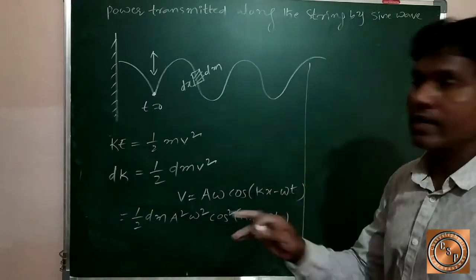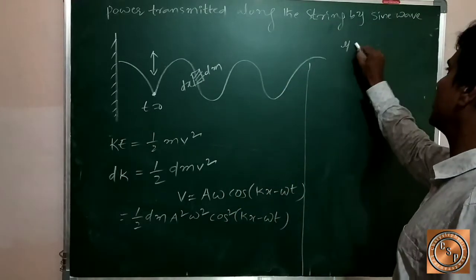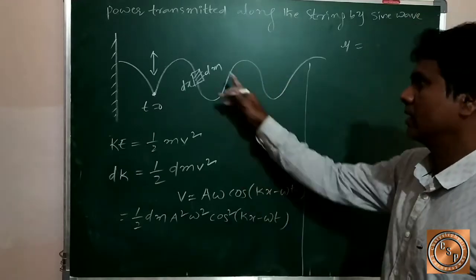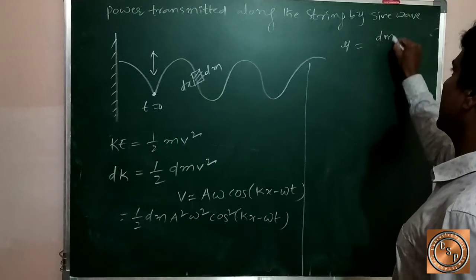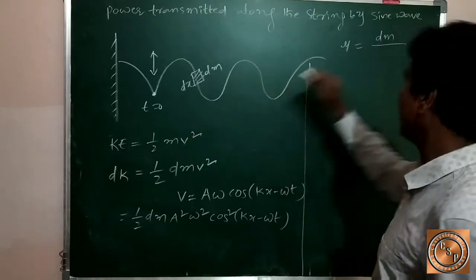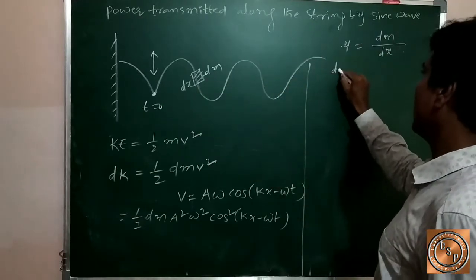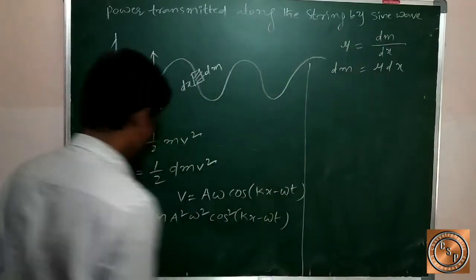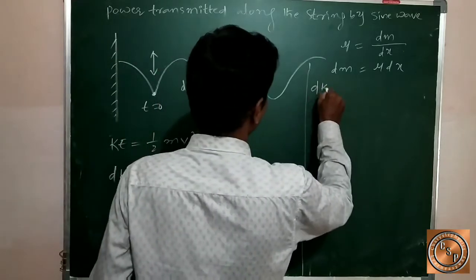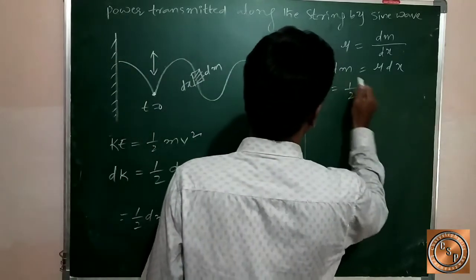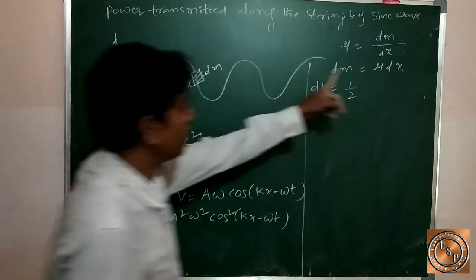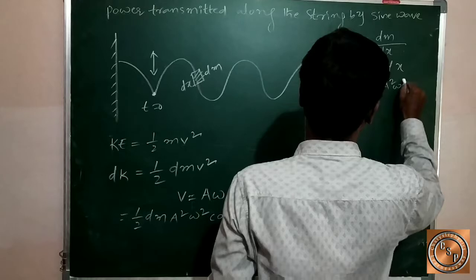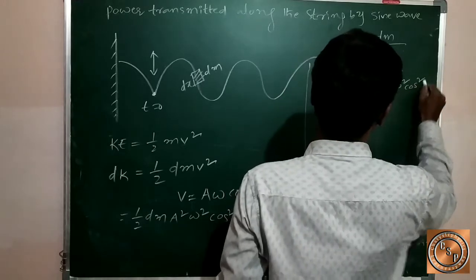Next, according to the linear density of the string, mu is equal to mass per unit length, and here the mass is the mass of the element. Here we consider dm by length, where length is dx. We need to take dm equal to mu dx. Substituting in this formula, dK is equal to half of, what is dm here? Mu dx, so half mu dx a square omega square cos square.